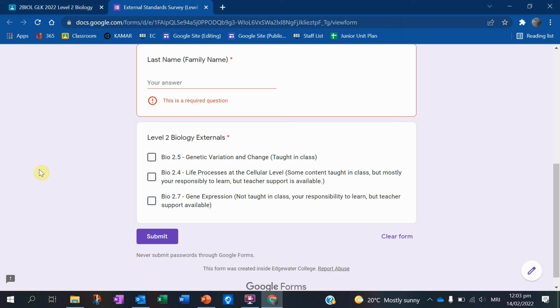Last one is on gene expression. It probably won't get taught in class. Again, your responsibility to learn it if you want it, but there's always teacher support.